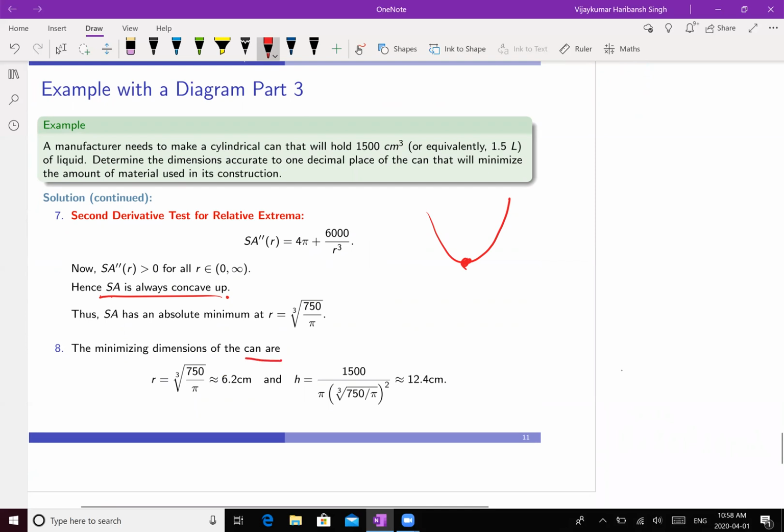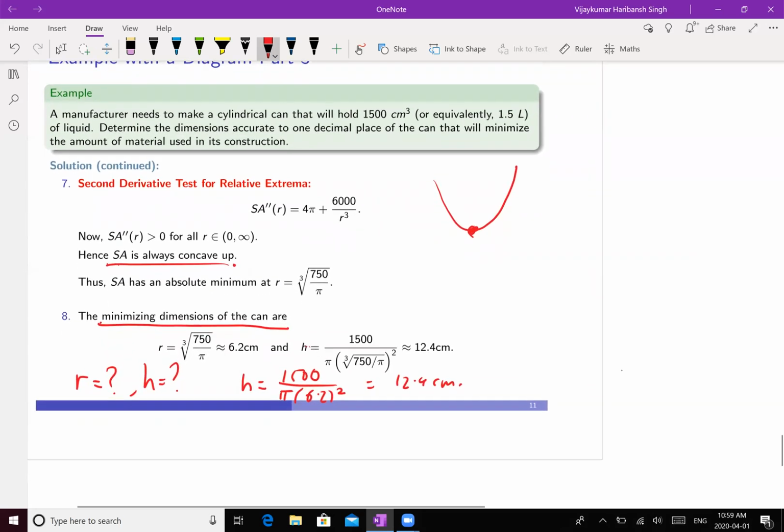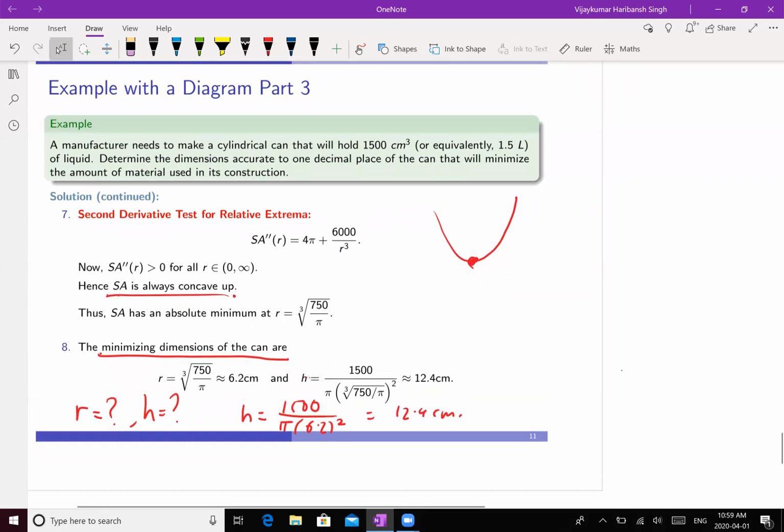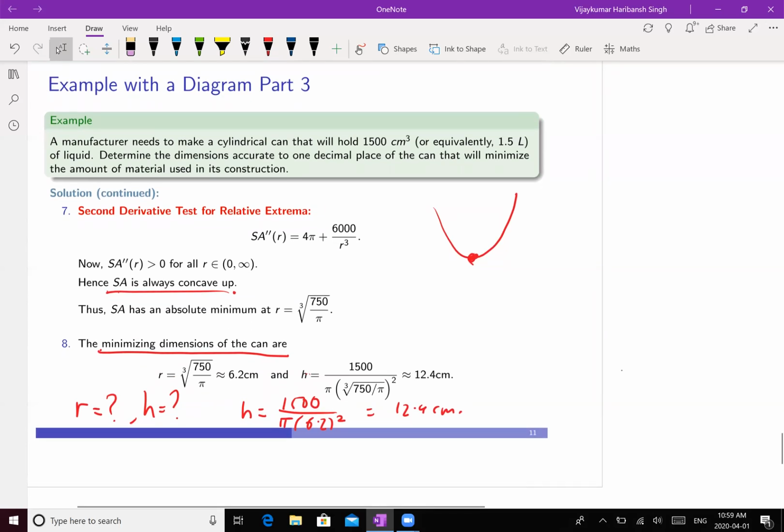So therefore, minimizing the dimension of the can. What does it mean by dimension of the can? You need r and you need h. So r, when you plug in your calculator, you get 6.2. And when you put it in this equation, h equals pi times, instead of r, I'll have 6.2 square, and I get 12.4 centimeters. So these are the dimensions that minimize the surface area so that you can hold 1500 centimeters cubed.